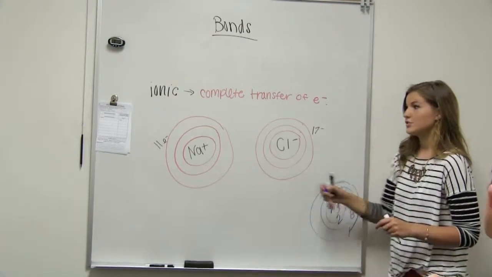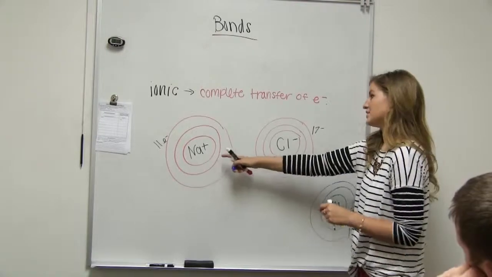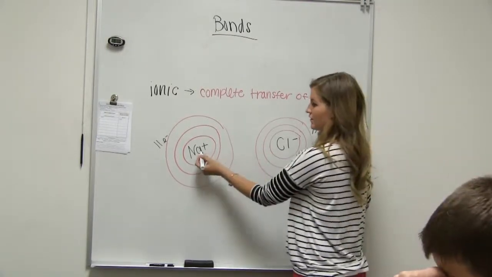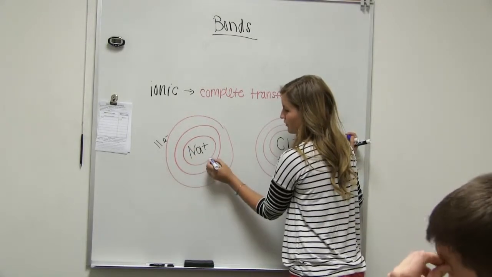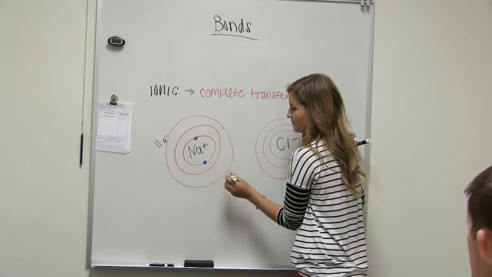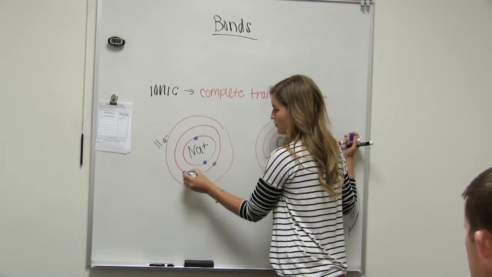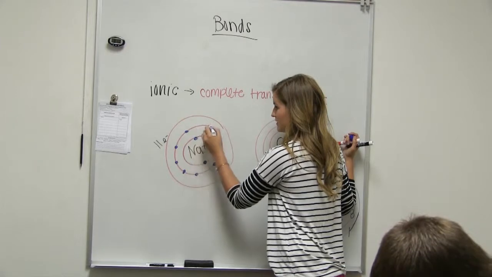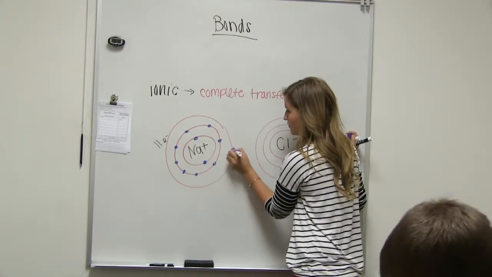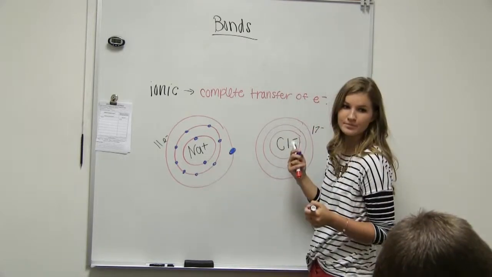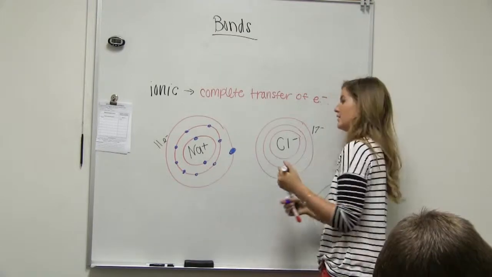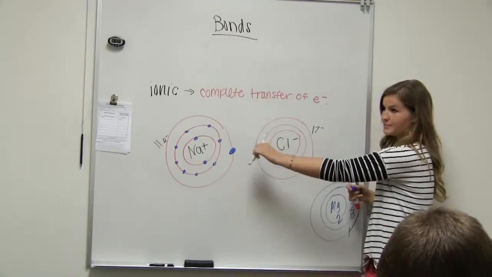Okay? So let's fill in the valence electrons for both of these, and then you'll be able to see why they would want to come together. So how many on the inner shell, if we have 11 total? 2. How many on this one? 8. And how many out here? There's 1. Is sodium stable? No. So it's going to want to bond to something else to fill its shell.